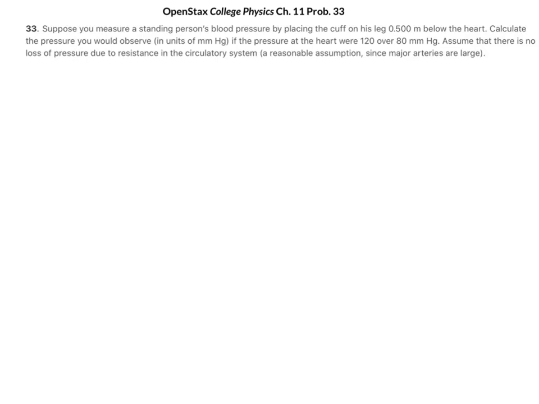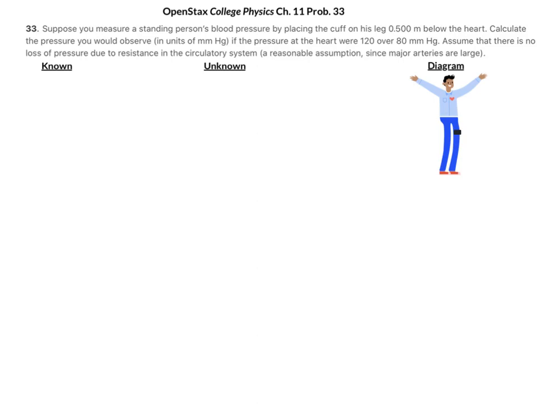Assume that there is no loss of pressure due to resistance in the circulatory system, a reasonable assumption since major arteries are large. So here we have a happy guy whose blood pressure is getting taken in the leg. So here is his heart. The cuff is half a meter below the heart. And if we know that the pressure at the heart is actually 120 over 80, we want to know what the pressure is half a meter below the heart.